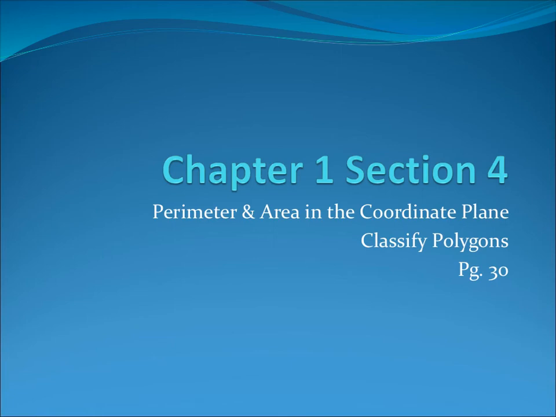So today we're going to cover Chapter 1, Section 4. Today we're going to talk about finding perimeter and area of polygons. Today it'll be just triangles, but what we're going to be doing is graphing points on a coordinate plane and then connecting those points to turn it into a triangle. Also in this lesson, we're going to learn how to classify polygons based on their number of sides.